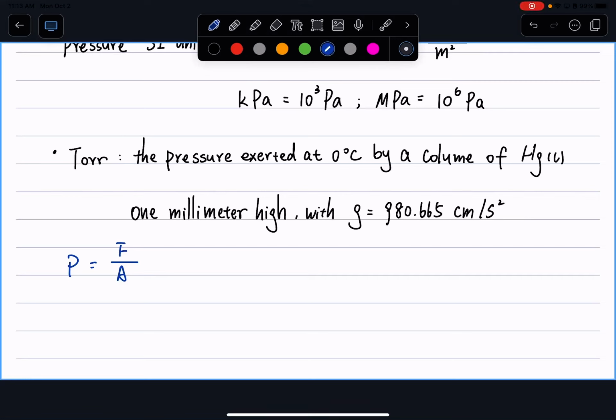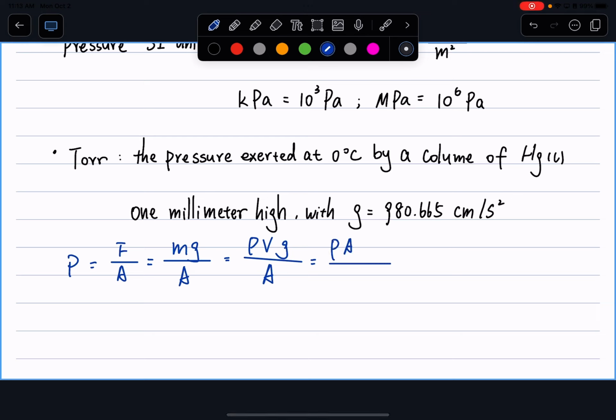So we have pressure equals force over area. And the force here, we're only talking about gravitational force. So that's mg, mass times acceleration, divided by area. And mass equals density times volume, times the gravitational acceleration g, over A. And volume equals A times h.